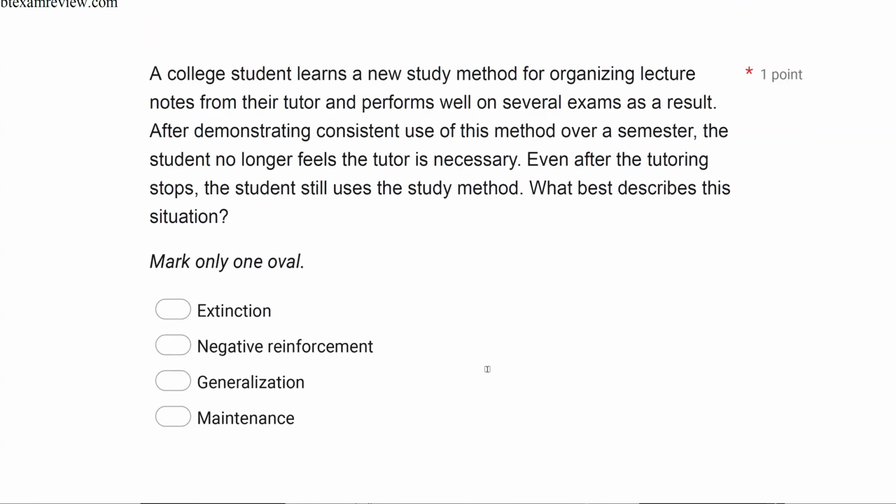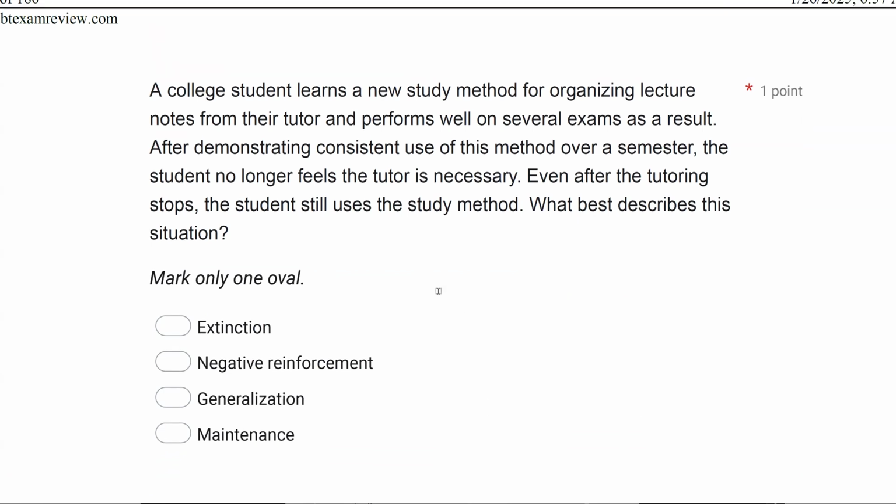A college student learns a new study method for organizing lecture notes from their tutor and performs well on several exams as a result. After demonstrating consistent use of this method over a semester, the student no longer feels the tutor is necessary. Even after tutoring stops, the student still uses the study method. What best describes this situation? All right, so let's think about the situation. What do we know? We know the student learns a new study method for organizing notes from a tutor. They perform well on several exams. They consistently use the method over a semester, and then they no longer need the tutor. The tutor stops, and yet the student still uses the study method.